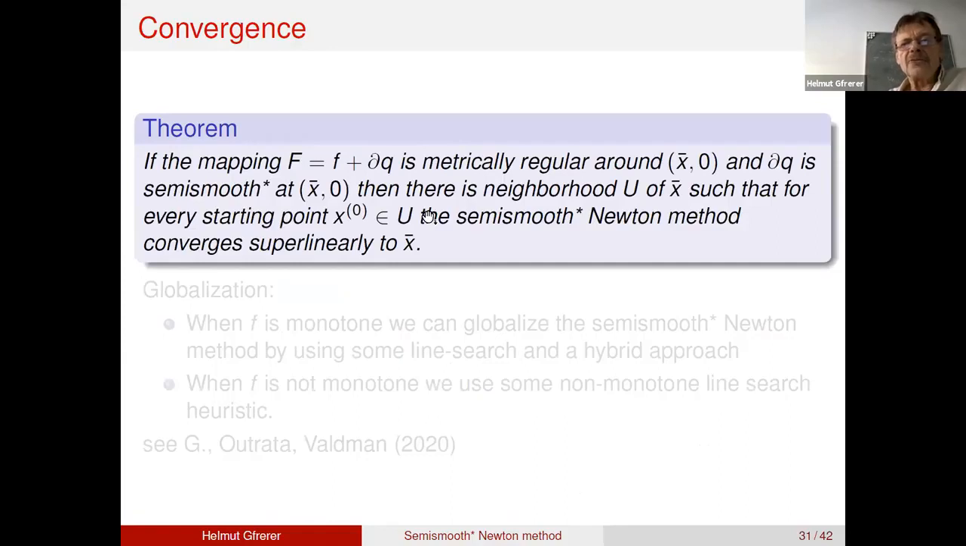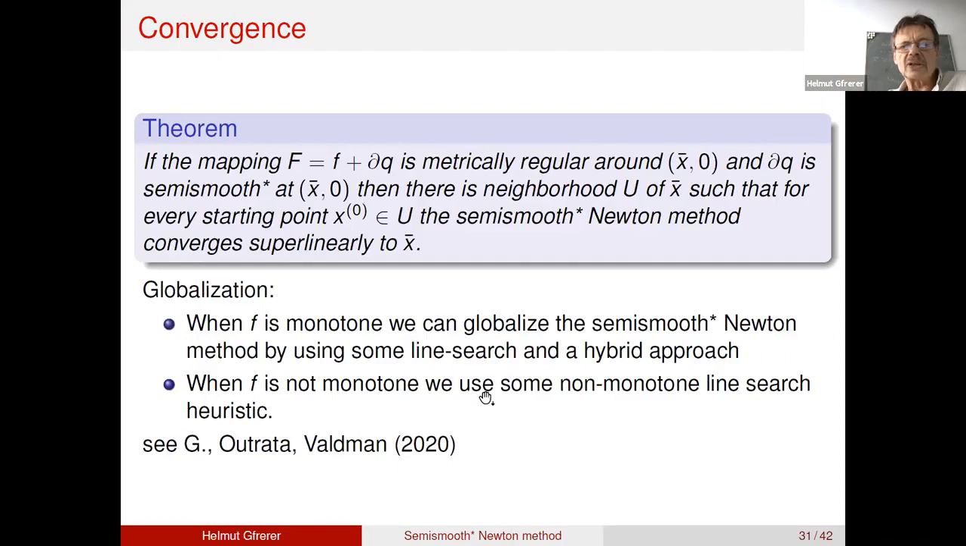That is the following theorem. We assume here that this subdifferential mapping is semismooth star at the solution. Then we obtain local convergence under the assumption that the mapping F is metrically regular around the solution. We need not strong metric regularity, we only need metric regularity.